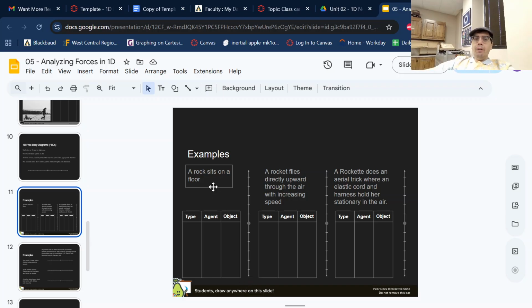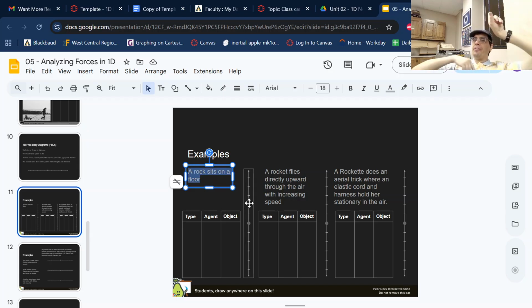So, for example, when we had the rock sitting on the floor, we know that weight was pulling down on the rock and normal force was pushing up on the rock. And since the rock is just sitting there, then what does the net force need to be? Zero. And so the total up forces have to match the total down forces.